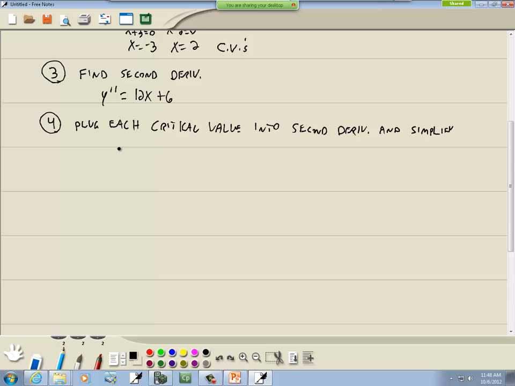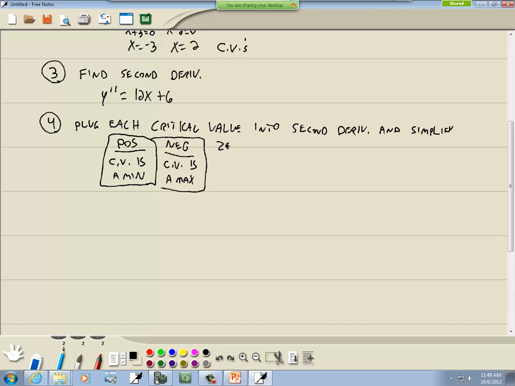Now if it's positive, that means that critical value is a min. So if it's positive, the critical value is a min. If it's negative, the critical value is a relative max. If it's equal to 0, it fails.